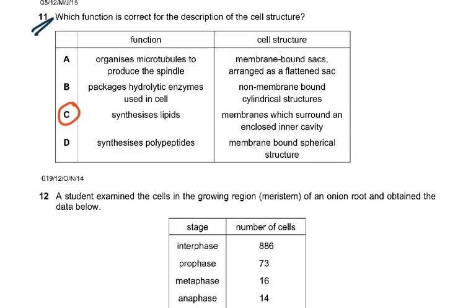Now, question 11, which function is correct for the description of the cell structure? Organize microtubules, package hydrolytic enzyme, this would be Golgi apparatus. Synthesis of lipids, this will be smooth ER. And synthesize polypeptides, so it's a membrane-bound spherical structure. Synthesize polypeptides, so ribosomes which are attached to the rough ER.